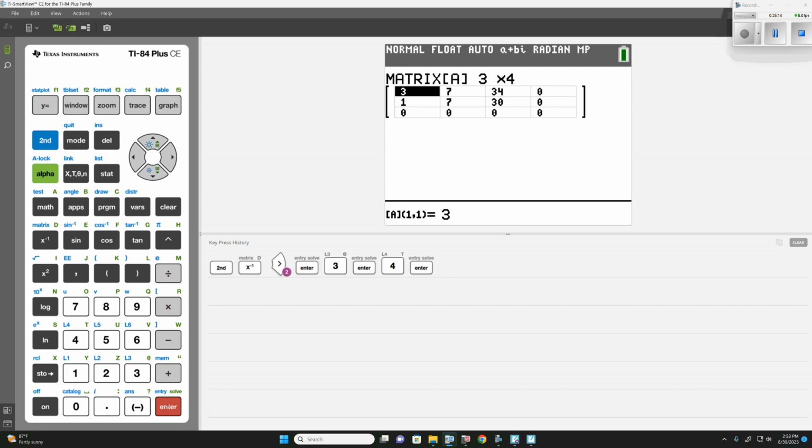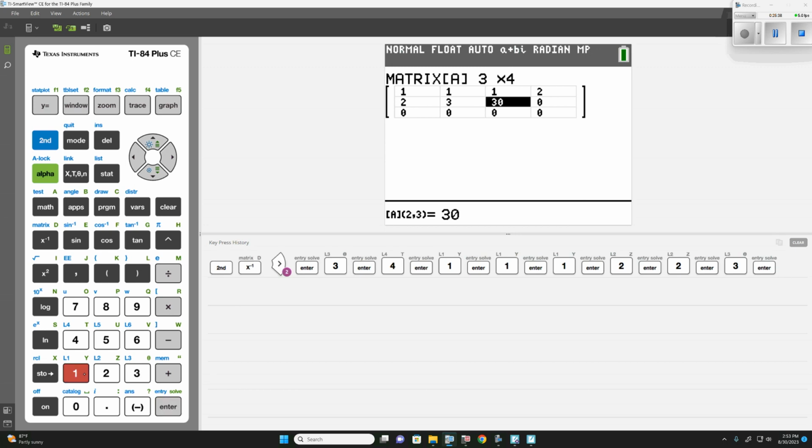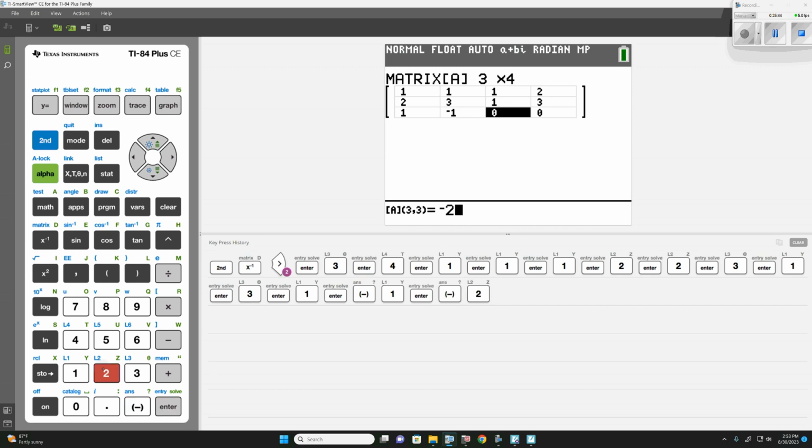Now, let's put the first row in, because the first row was 1, 1, 1, 2. So we're going to go 1, 1, 1, 2. Now, yours might not show you the whole matrix all at once. So it'll show you at least 3 rows and 3 columns at a time. Now we're just going to keep going. I'm going to go to the next one, which is 2, 3, 1, 3. And the last one, 1, negative 1, 2. Once you get the whole thing typed in, go second mode, second quit.